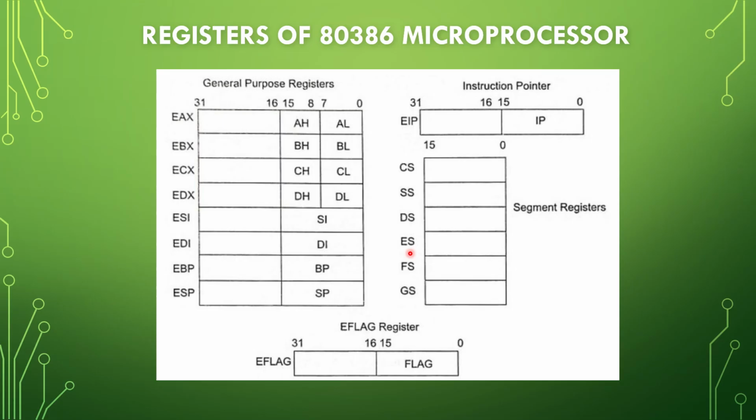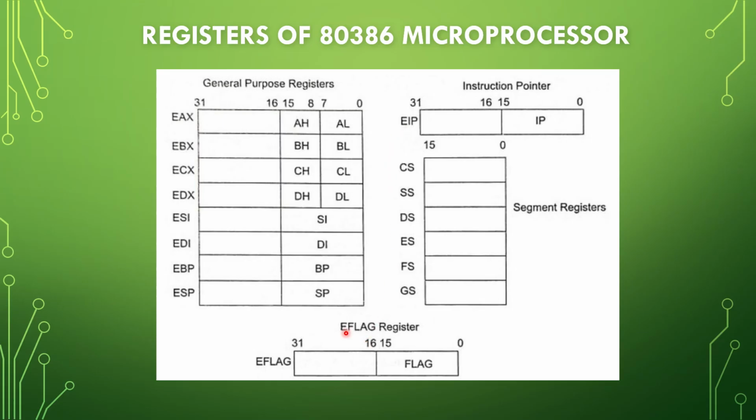Okay. Then comes the instruction pointer. The instruction pointer is a 32-bit register that holds the address of the next instruction to be executed. So what is the instruction pointer? Bits 0 to 15 form the instruction pointer, and we can extend this to 32 bits. So this is the extended instruction pointer, and it holds the address of the next instruction to be executed.